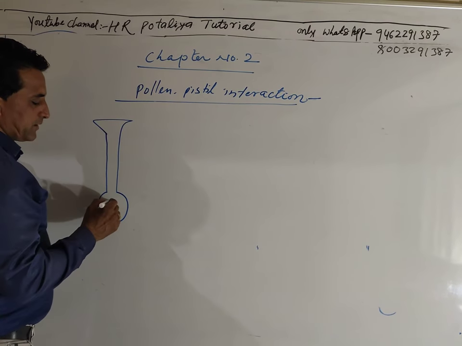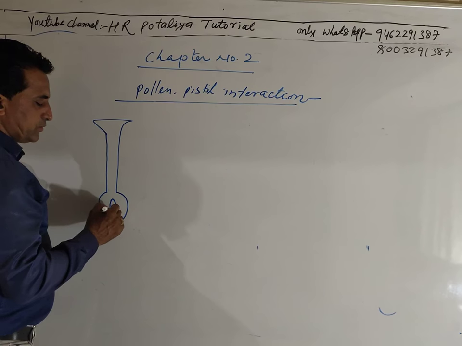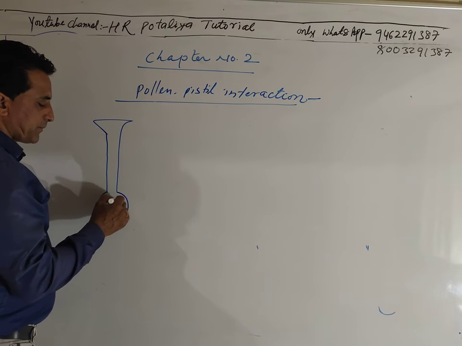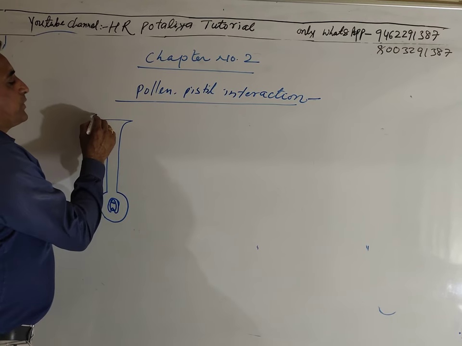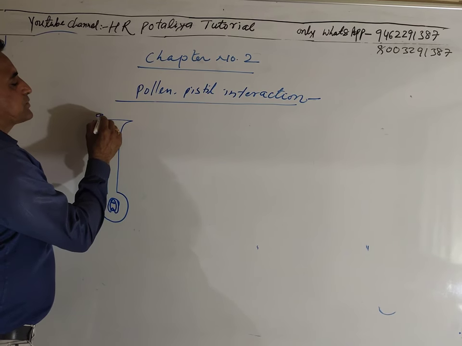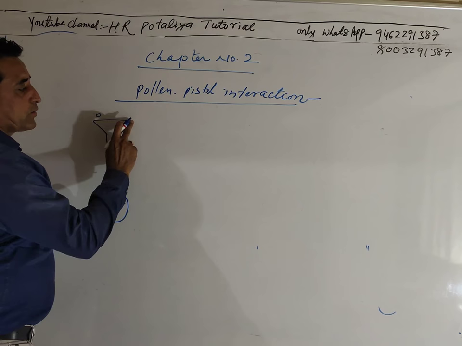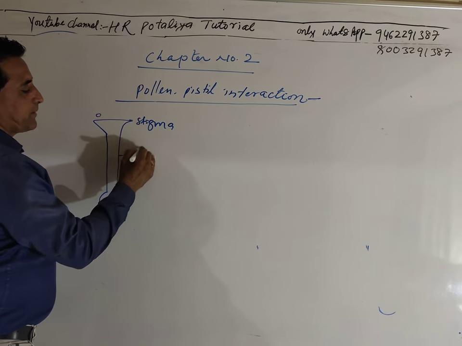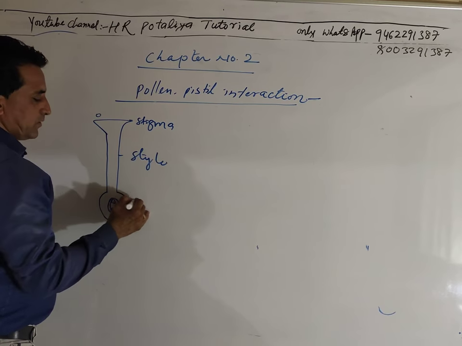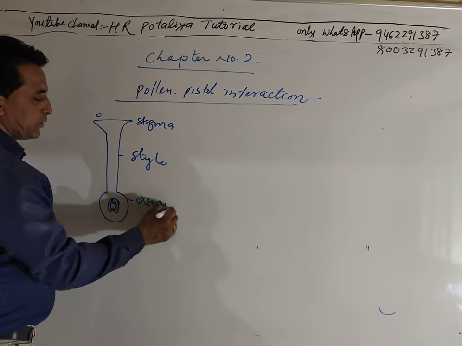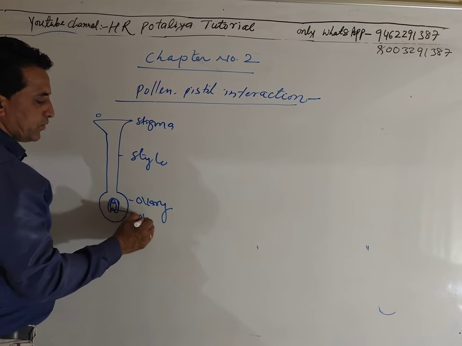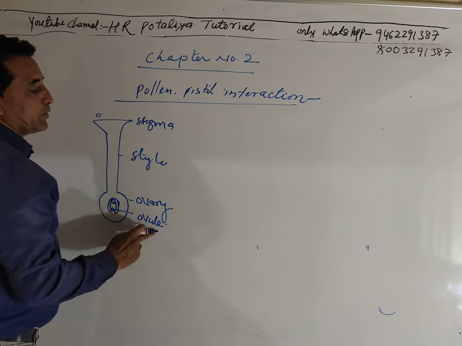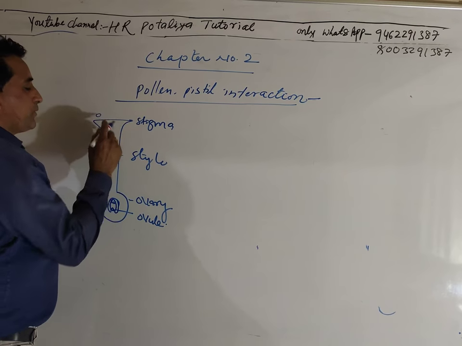Then what will happen? There is the part of ovules and a number of cells. First of all, the pollen grains reach the part of stigma. This will be your stigma, this will be your style, and this will be the part of the ovary, and that is the ovule. Stigma, style, and ovules.